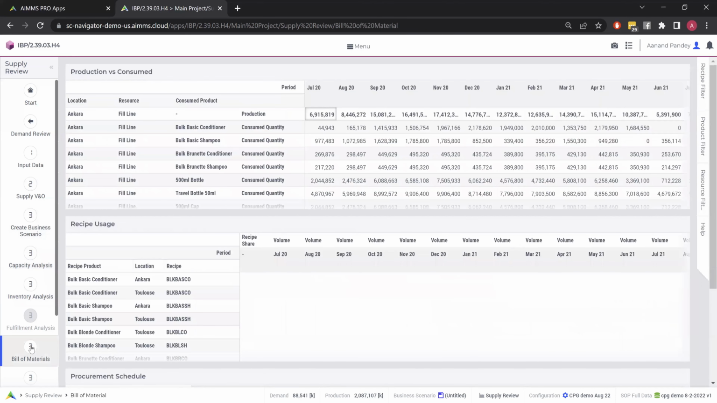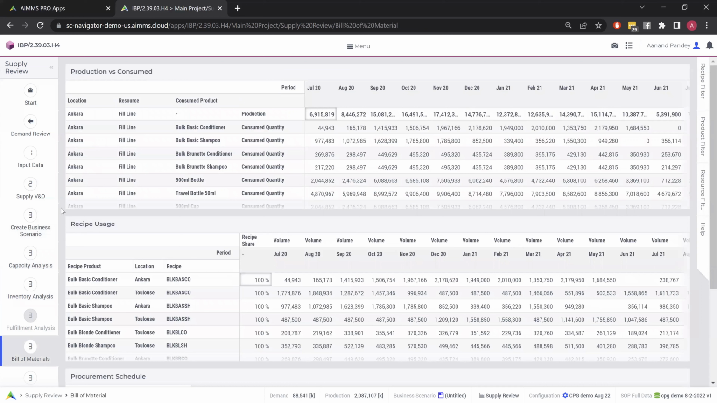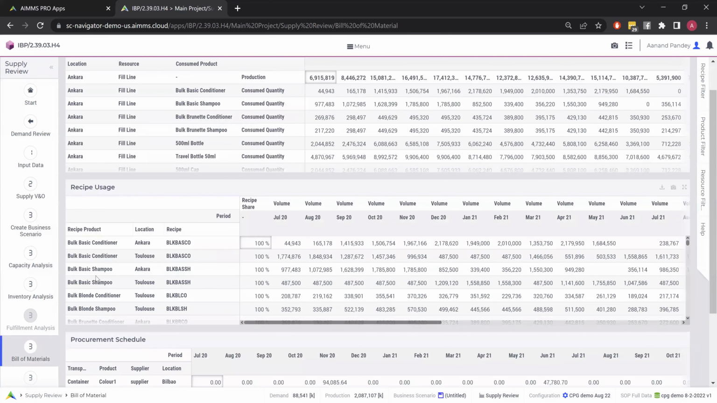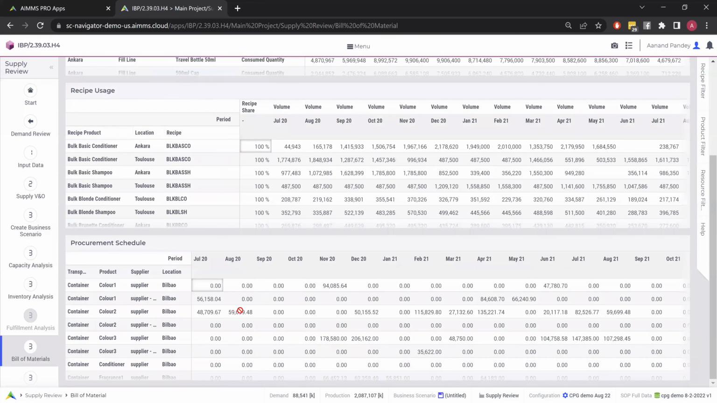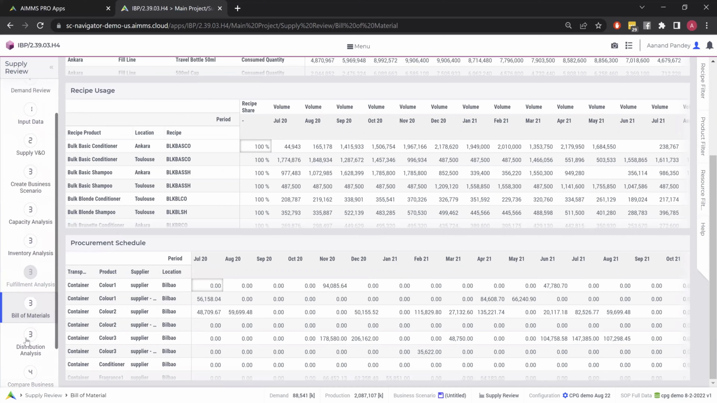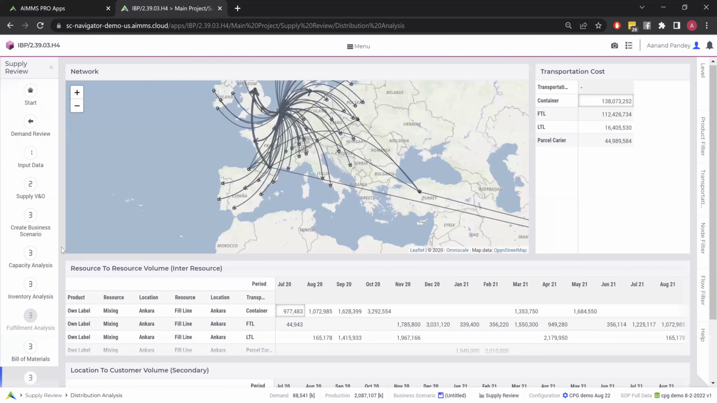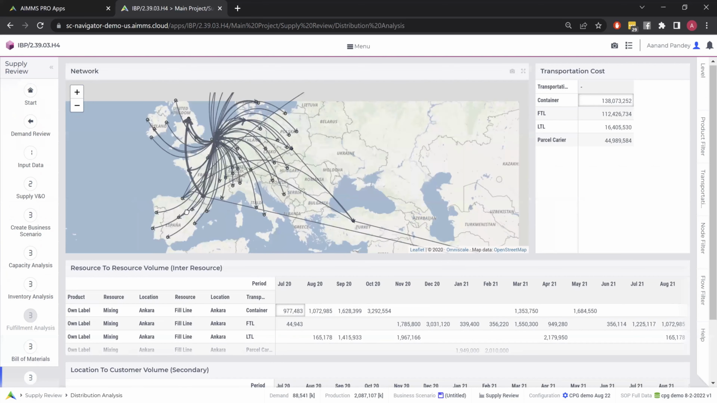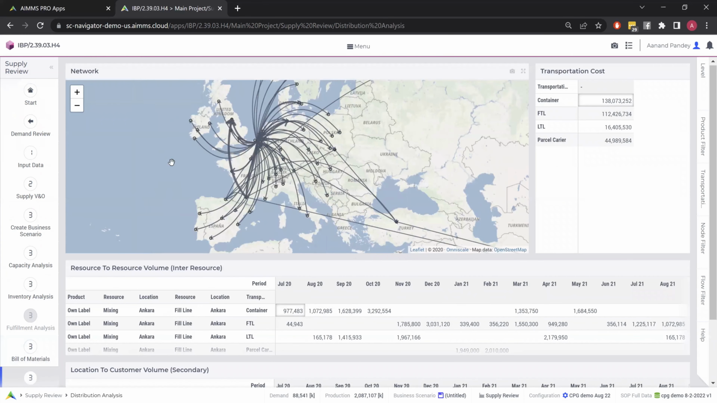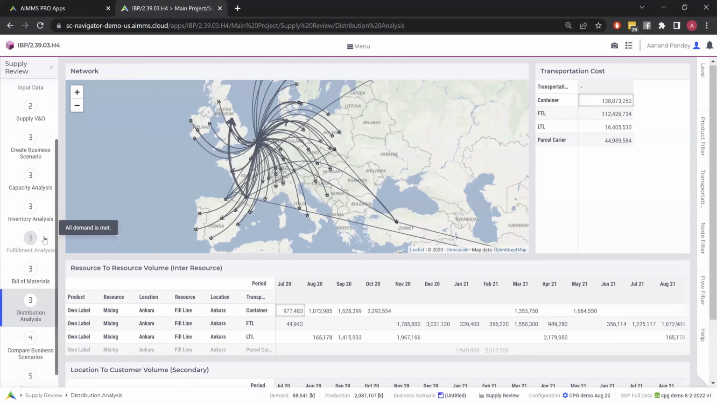Of course, the tool allows you to model bill of material processes. So you get the bill of materials output as well, in terms of what is being produced versus consumed, how each recipe is being utilized, as well as a procurement schedule of which raw materials you should get at which month in order to service which customer. The distribution analysis is also quite interesting because it highlights in a map perspective how all the flows in and out of your business and between your different production facilities are behaving. So it gives you a good high-level picture of how the business is functioning.